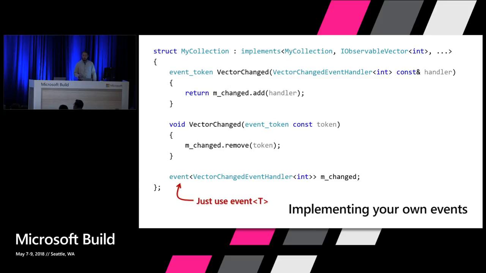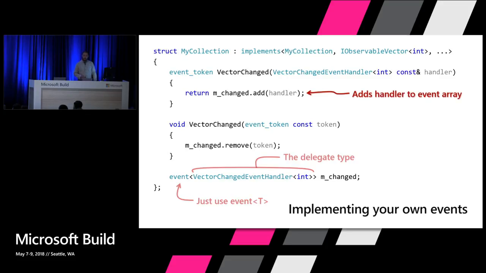So first up, you can use the event class template. You provide the delegate type as its type argument. And then you can simply call the add and remove methods to add the handler to the array and remove that handler from the array. This does all the work behind the scenes for you. It's concurrency safe, it's thread safe. It'll make sure that it works reliably for you, and it's very efficient. Now, you don't have to implement the overload for the auto revoker. That's taken care of for you by the projection.